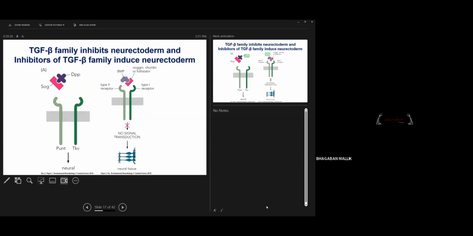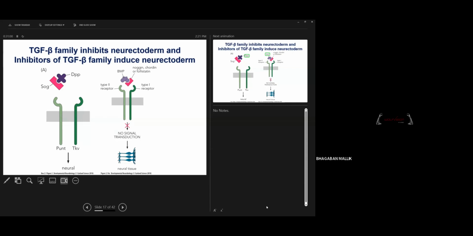So you have noggin, chordin, and follistatin. It activates neural induction, okay? And the BMP inhibits. So when you have the binding of BMP with noggin, chordin, and follistatin, they cannot bind to this receptor, so you have shutdown of neural induction. But when you don't have this BMP, noggin, chordin, and follistatin bind to this receptor. Now you have the formation of neural tissue.